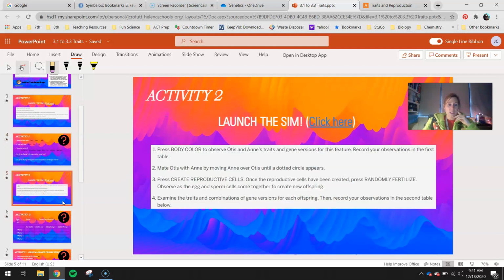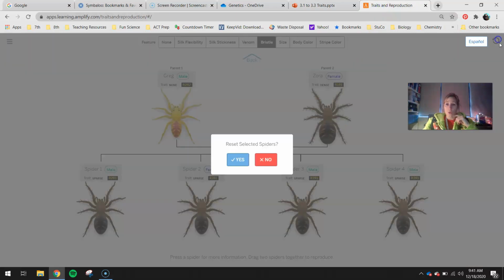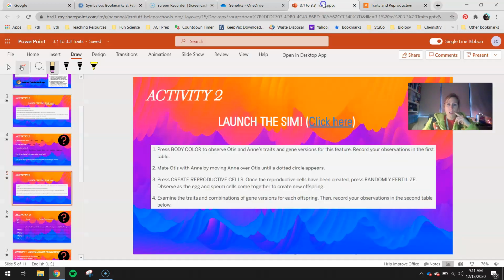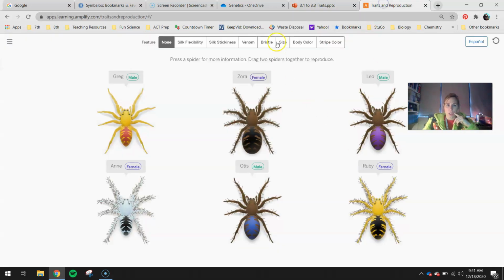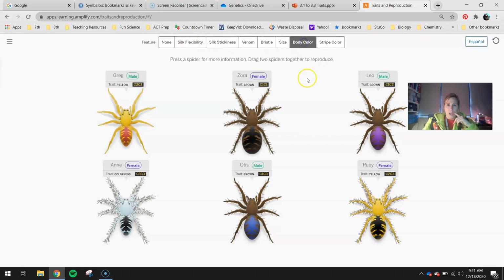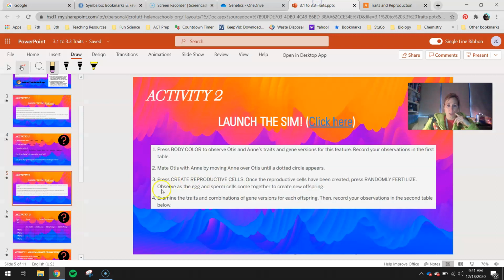Okay, moving on to activity 2, you will be in the same simulation. Here's the link again if for some reason you closed out of it. Otherwise, you can just refresh and reset. Okay, press body color to observe Otis and Ann. So we're going to look at body color, and we're going to be looking at Otis and Ann. So we're going to go ahead and just mate those 2.